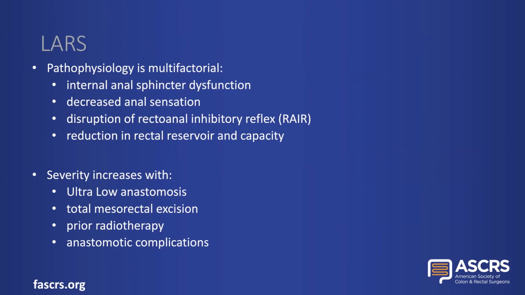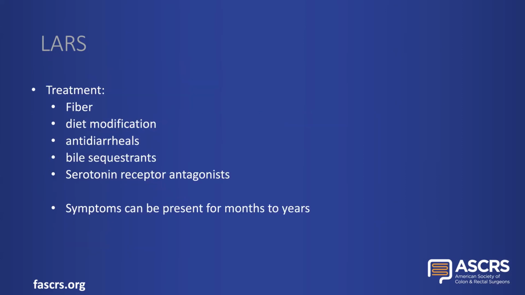Pathophysiology is multifactorial. Obviously, you're taking out the rectum, which has a huge reservoir capacity, so you're relying on a colon that's not used to accommodating a large stool burden to become your new reservoir. You get disruption of your rectoanal inhibitory reflex. You've cut through some of the nerves that innervate the lower aspect of the rectum to do your low anterior resection, and you can get some internal anal sphincter dysfunction. As we said, ultra-low anastomoses, total mesorectal excision, and then radiation can all increase the symptoms associated with LARS.